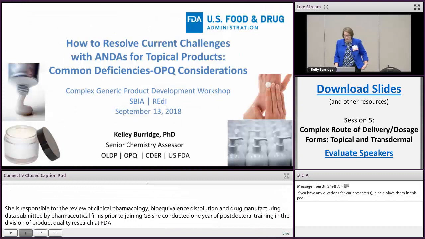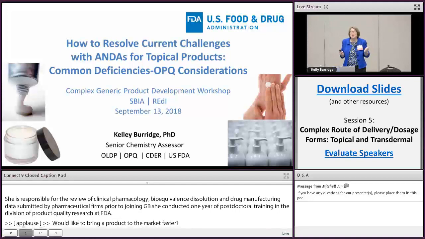Would you like to get your product on the market faster? Would you like to receive shorter letters from the FDA? If so, you are on the right track by attending this workshop.